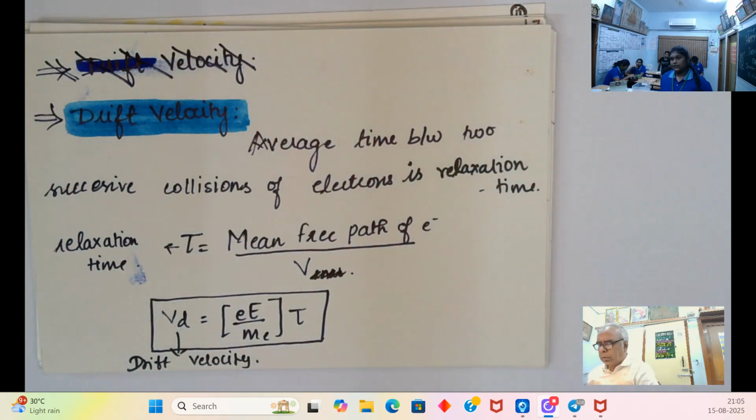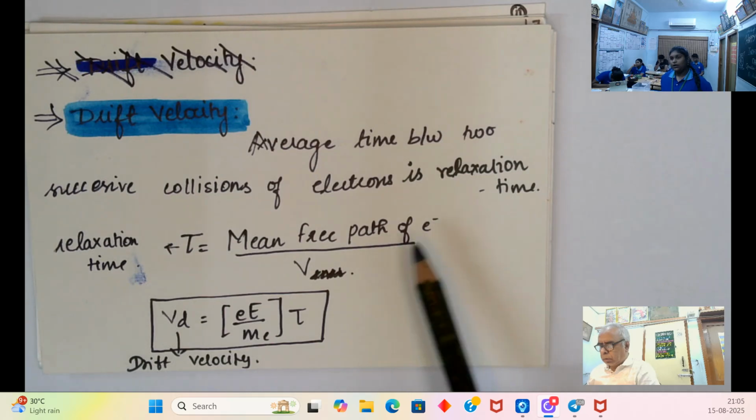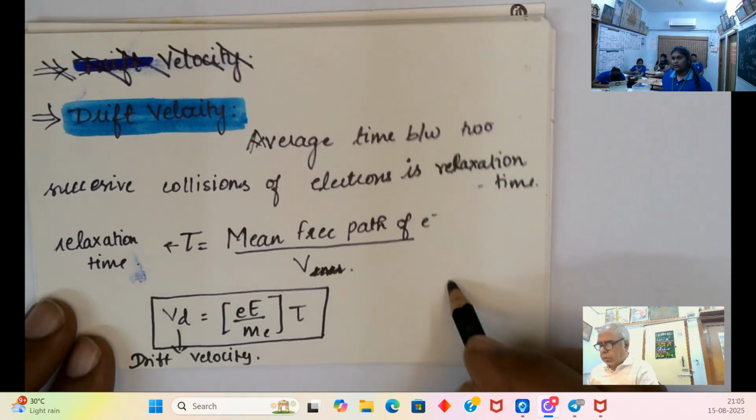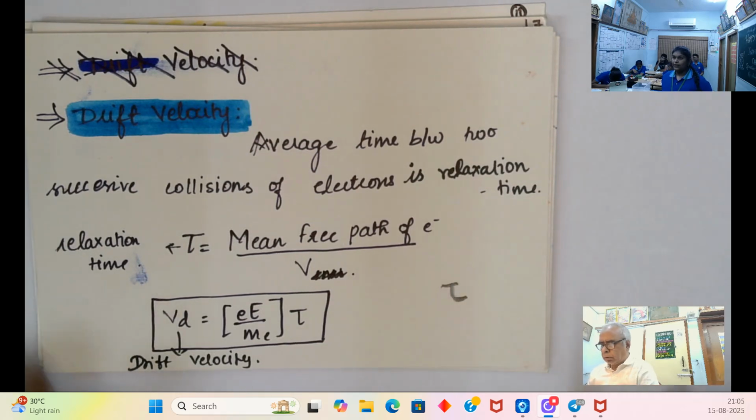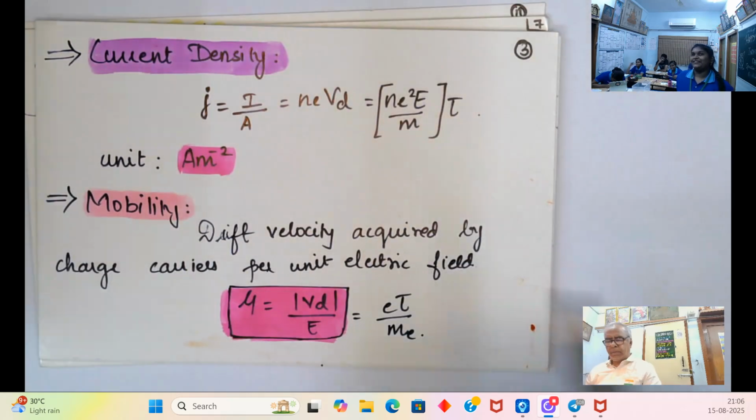Then comes drift velocity. In that, we'll be seeing about relaxation time, which defines the average time between two successive collisions of electrons as relaxation time, which is represented as tau, mean free path of electrons divided by velocity. So the expression for drift velocity Vd is equal to eE by m_e into tau. What is e? Electron charge. What is m_e? Mass of the electron. What is capital E? Electric field. What is tau? Relaxation time. What is Vd? Drift velocity.